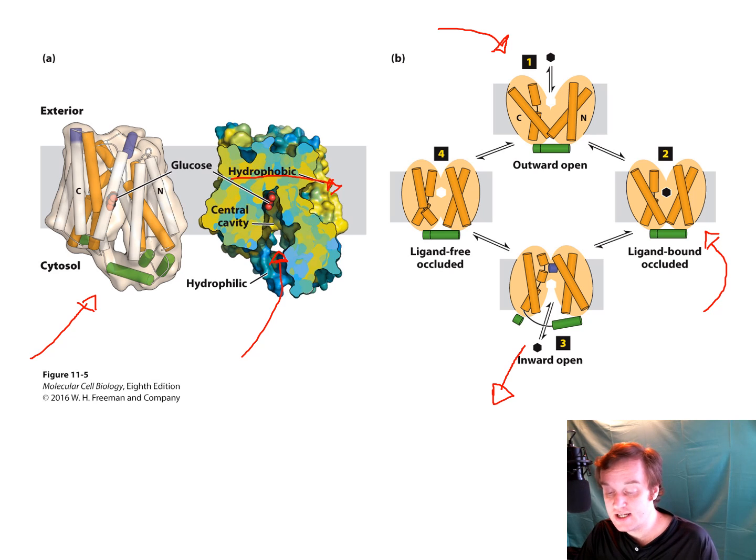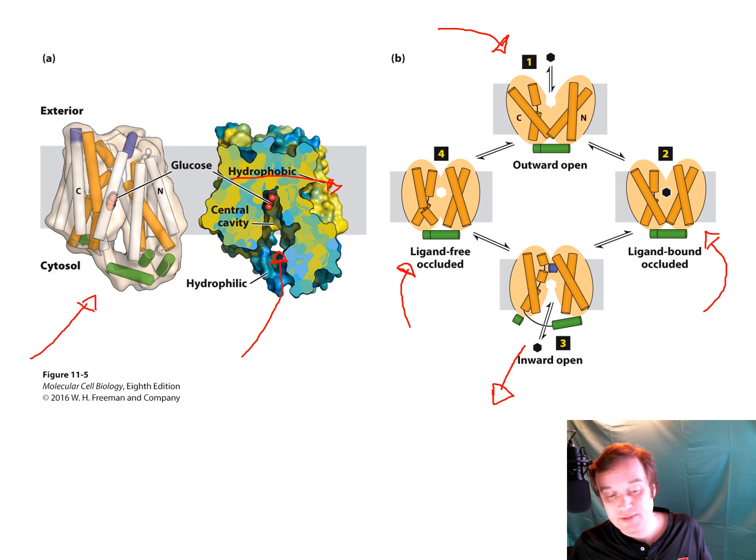Step 4 is this kind of reset where the transporter is occluded, both sides are closed, but there's no bound ligand at this point. And then it'll reset to its open outward conformation, excuse me, where it will wait for the next glucose molecule.